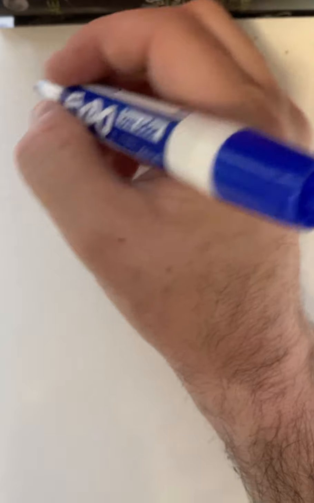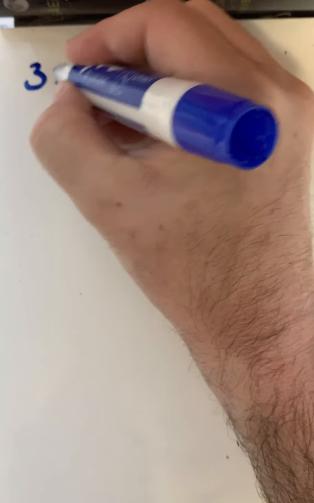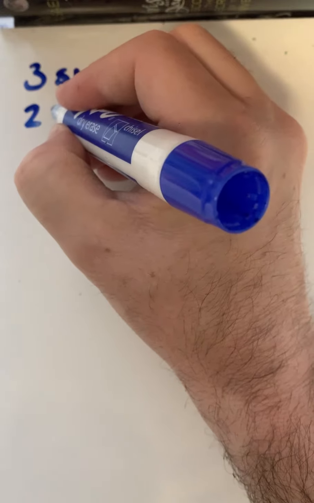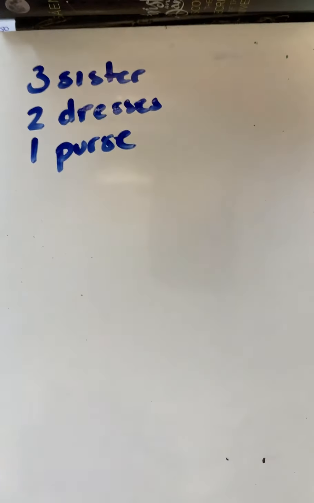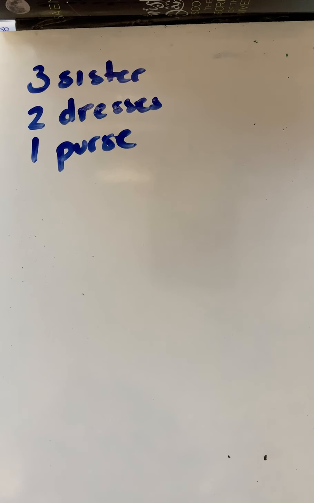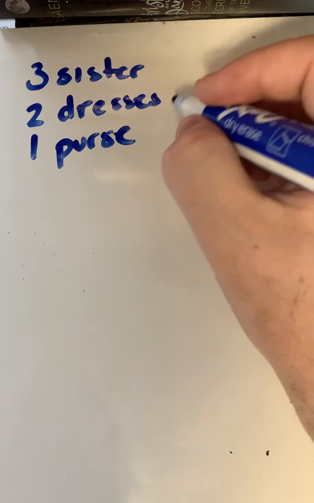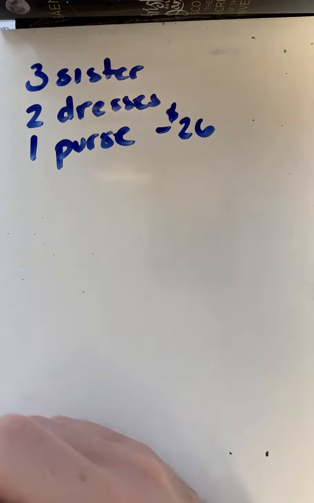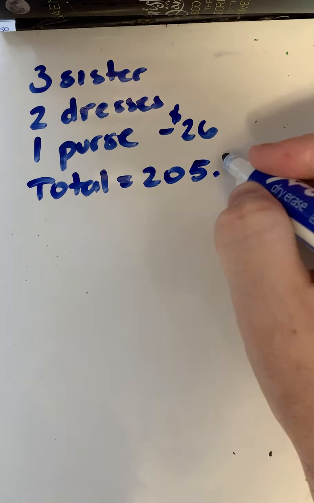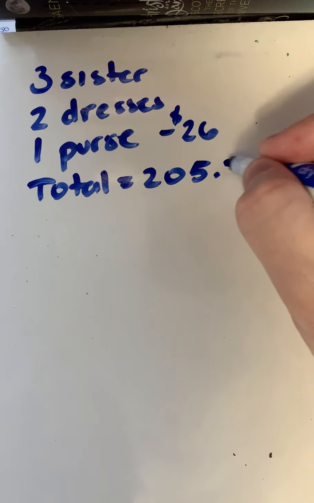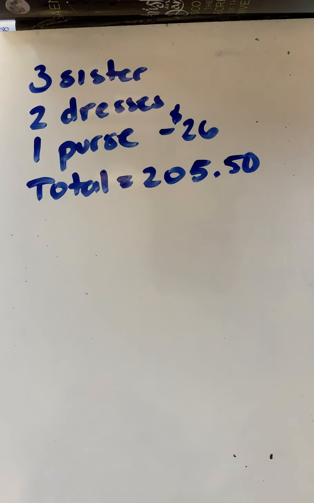So this is the question that most people got incorrect or only partially correct. You had 3 sisters, each purchased 2 dresses and a purse. So you have 3 sisters, each one is buying 2 dresses and 1 purse. The purse cost $26. The grand total was $205.50. How much did each dress cost?